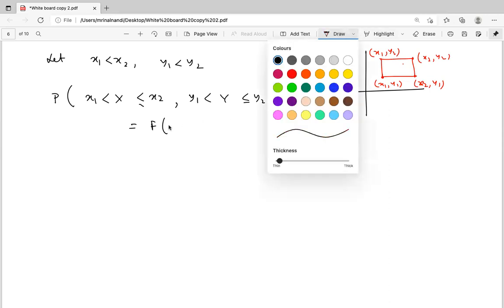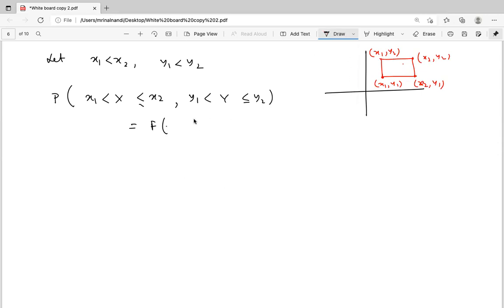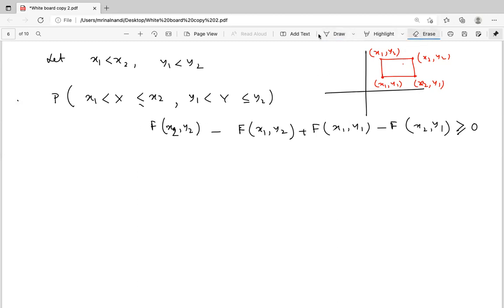You can easily check in a similar way. This is f(x2,y2) minus f(x1,y2) minus f(x2,y1) plus f(x1,y1), and that must be greater than or equal to 0. This is the extra condition we need. Only this extra condition. So we need this as a third condition. This part is the third one. We just write it: this is the third condition.